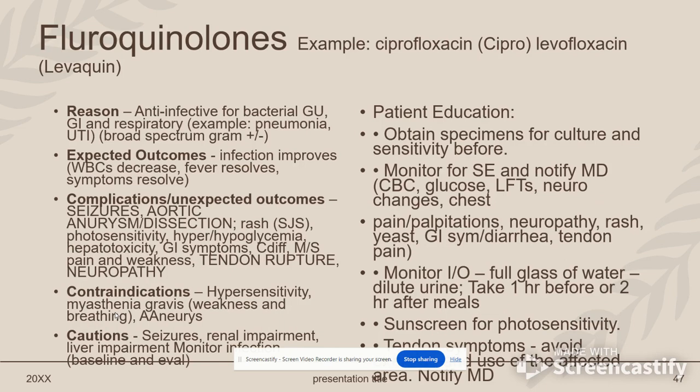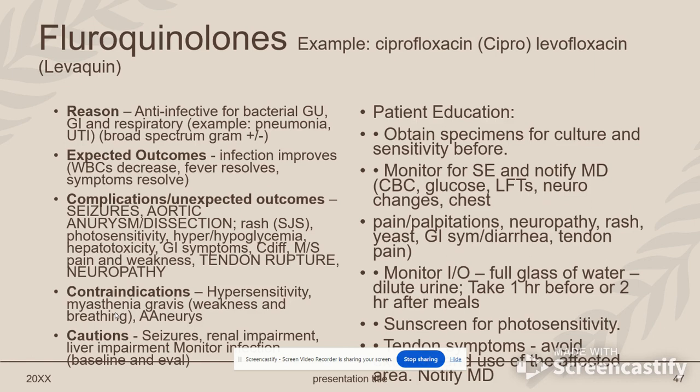And then fluoroquinolones, so ciprofloxacin or Levaquin. Again, same thing. It can be given for UTIs, GI, and respiratory infections, like pneumonia. It is broad spectrum and treats gram-negative and gram-positive bacteria. Hopefully the infection improves, white blood cells decrease, fever and symptoms resolve. Complications, unexpected outcomes: seizures, aortic aneurysms, or aortic dissection. They can have a rash, which is called Stevens-Johnson syndrome, which I will show you information about in a little bit.